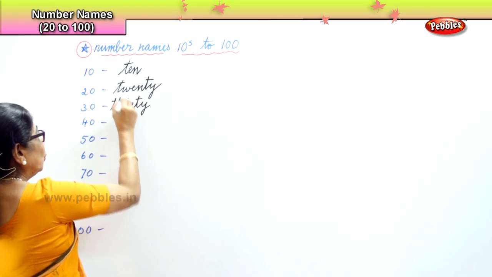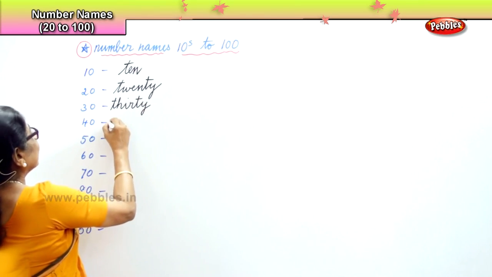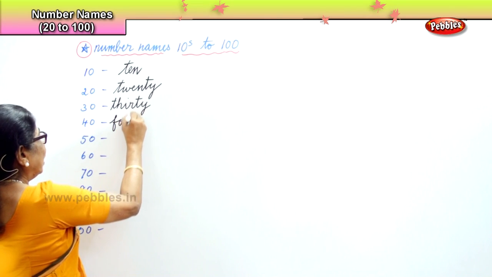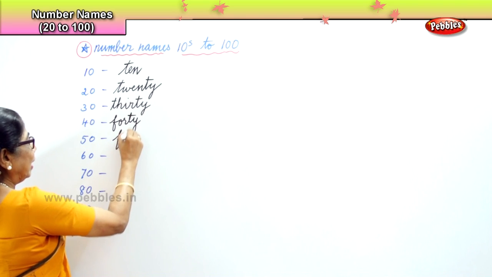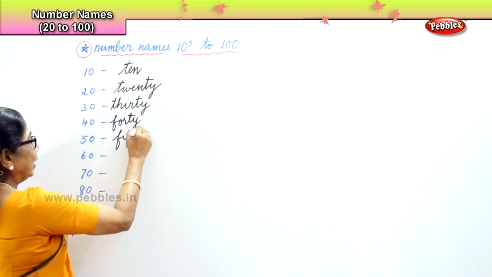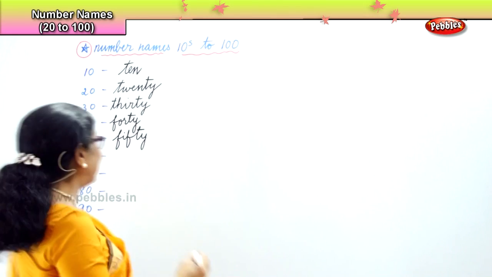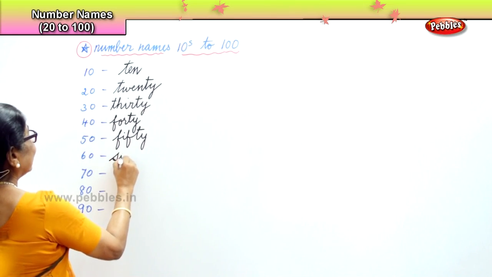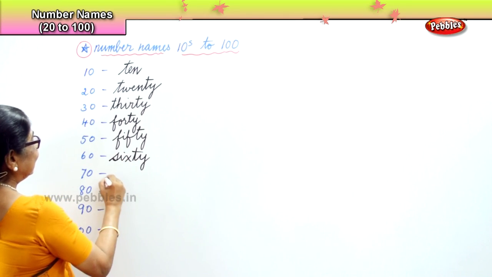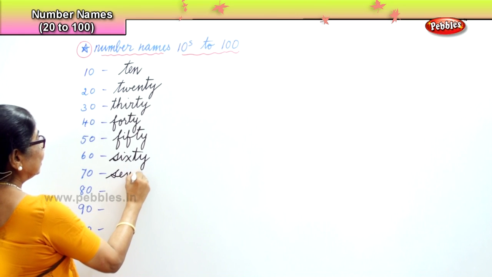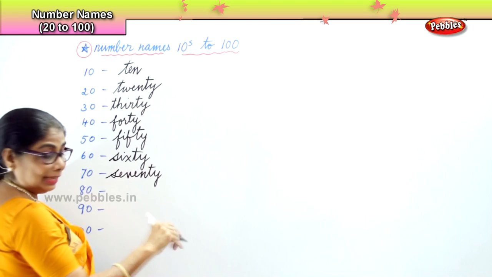30. T-H-I-R-T-Y. 30. We can make a mistake. We must be careful. 40. F-O-R-T-Y. 40. 50. F-I-F-T-Y. 50. Next, 60. S-I-X-T-Y. 60. 70. S-E-V-E-N-T-Y. 70.